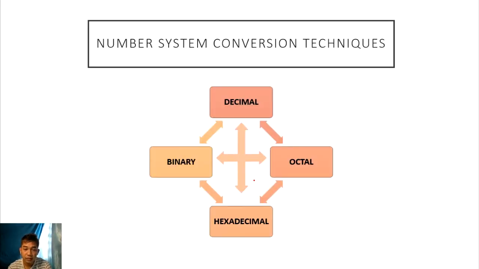Now, let's move forward with the number system conversion techniques. So we have 4 number systems na i-convert natin with each other. So i-convert natin siya, ang decimal, to any of these number systems, as well as the other number systems. Convert din natin siya with the other number systems. So basically, meron tayong 12 conversions. Okay? 12 lahat na conversions.